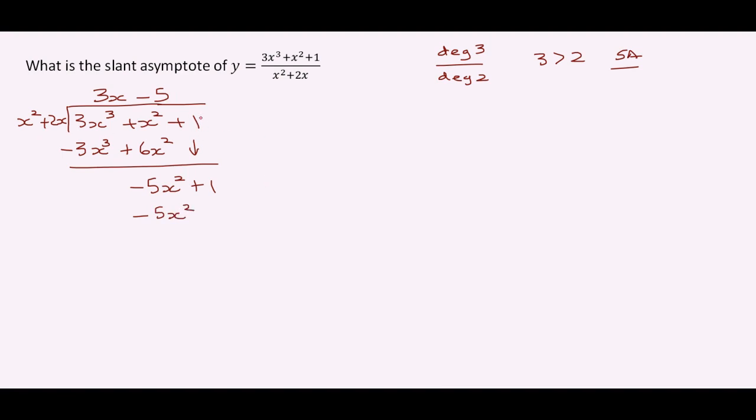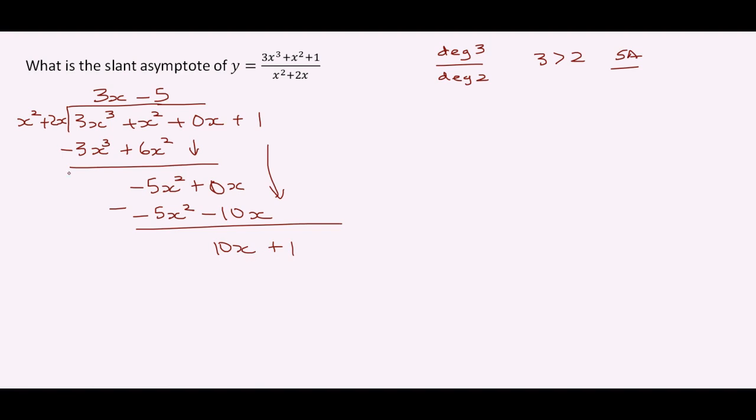So I omitted something here. Let's correct that quickly. I should have plus 0x plus 1, and then what we have here should be 0x. This just makes it a little bit easier to work with. So minus 5 times x is going to be minus 10x. So we have subtraction here: 0 minus minus 10x, so we have 10x. Now we can bring down the 1, plus 1.